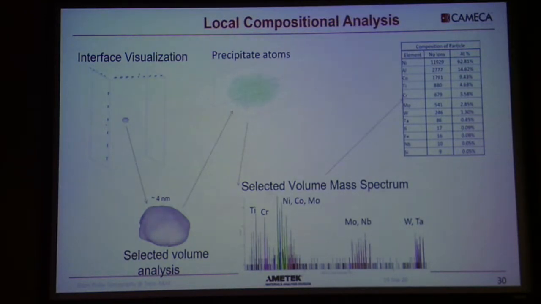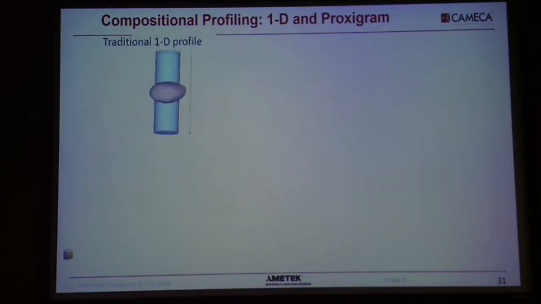I might want to get more statistics. But this is one particle, and one particle might not be enough to get all the information in terms of the composition. So you can get a 1D composition profile. You take a cylinder, and you go from matrix to particle to matrix, okay? And you have the profile that is generated, okay? And you can see here that it's actually richer in nickel in this particle.